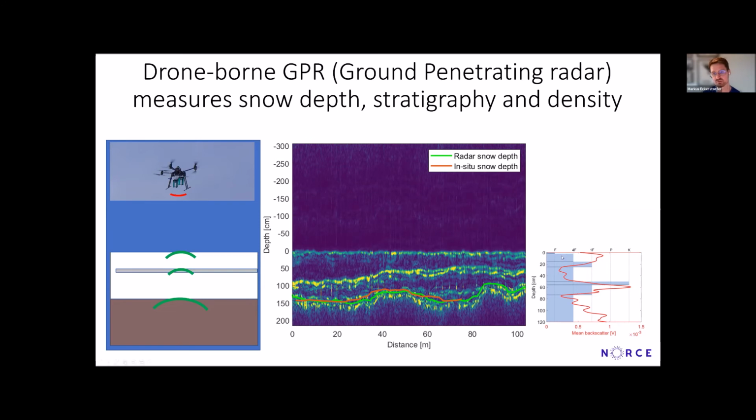And we could then also look at in situ measurements of the density of the snow, the hardness, and compare it to the mean backscatter from the radar.